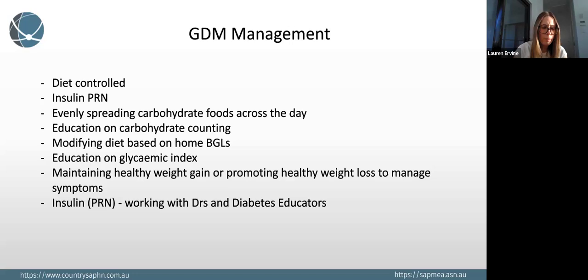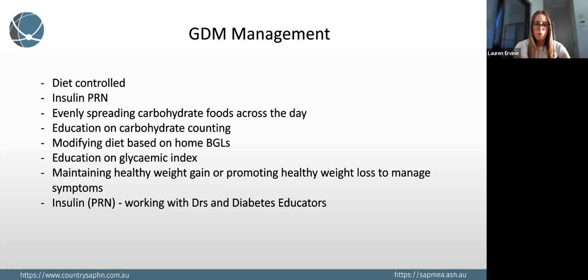For some reason I've written this twice on this slide, but they would work with the doctors and diabetes educators around sorting out what their insulin schedule would look like, when it's needed in the day, and then we can work with that too, so we have an understanding of it. Of course, we wouldn't change what their insulin is, but we can work with their food and make sure it all ticks off.